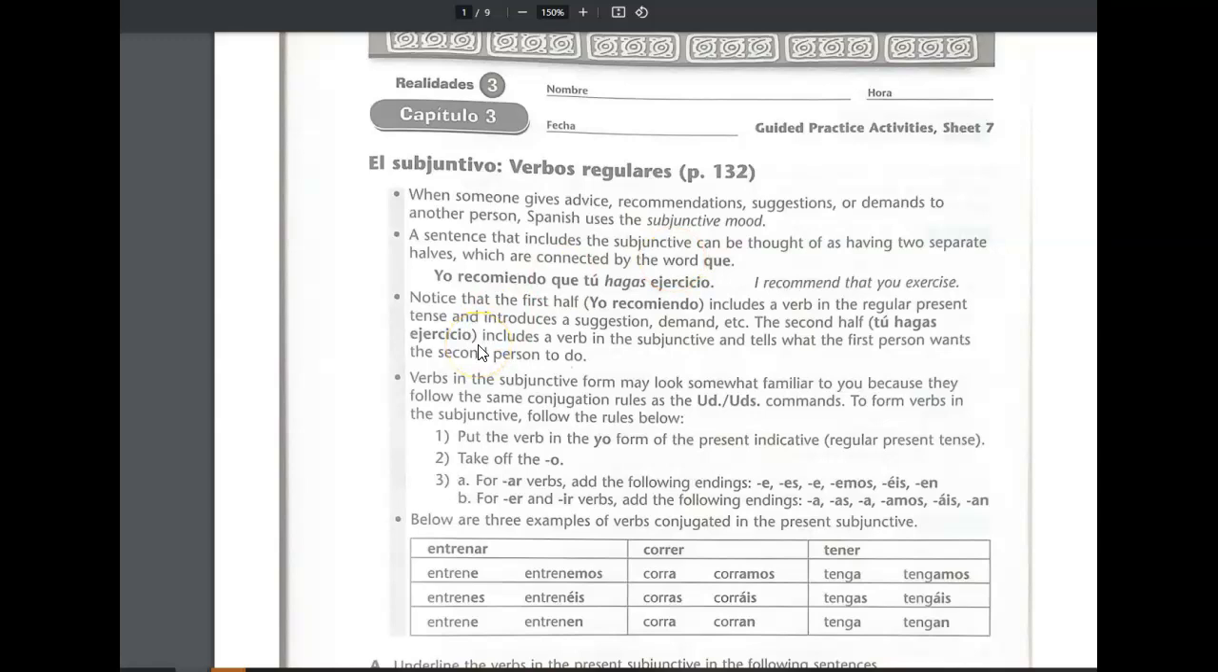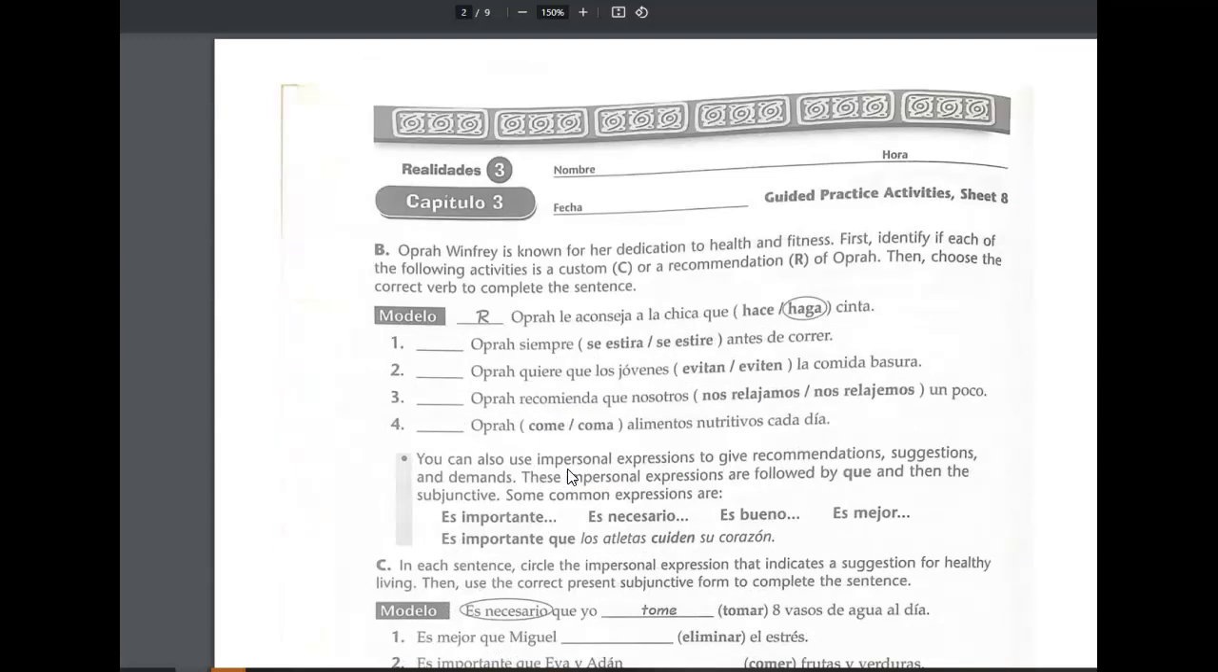Oprah, in this case, would be the subject of the first clause, and then the second half includes a verb in the subjunctive because Oprah is essentially telling what she would like that second person to do in terms of a suggestion or recommendation, in this case for health stuff. So, R for the example, because Oprah is advising somebody else. Oprah le aconseja a la chica que haga cinta. Oprah is advising somebody else to do something else, and that's why the verb hacer is in the subjunctive there.